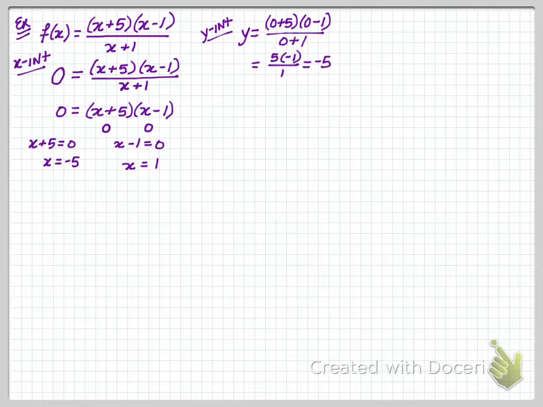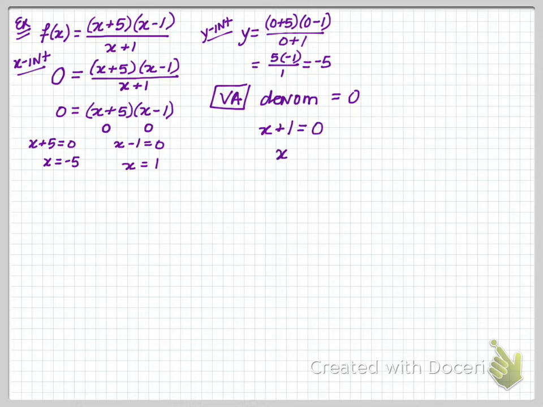Now let's look at our vertical asymptote. Our vertical asymptote occurs when the denominator equals 0. And this is all very new. This is x-intercept and y-intercept you've done with lines and with parabolas. Here we solve and we get x equals -1. So that's where one of our dotted lines is going to be.